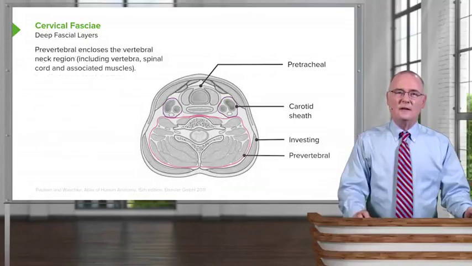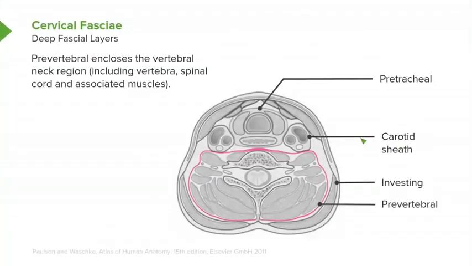As we continue looking at the deep fascial layers, here we can see that the prevertebral layer, right in through here, is fairly extensive. It's surrounding the vertebral compartment, and so that would include the vertebra in the region, the spinal cord within the vertebral canal, and then more externally, we can see several different vertebral-related muscles that would be enclosed by the prevertebral deep fascial layer.